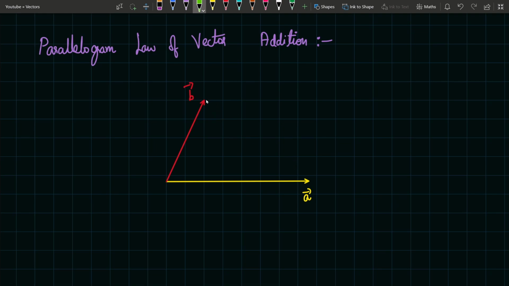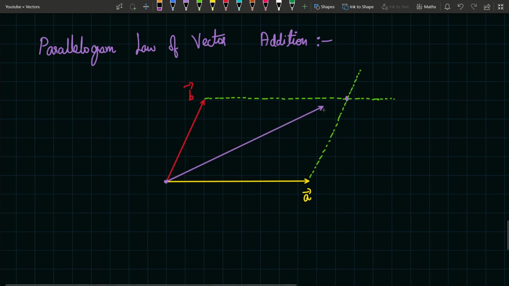From the head of the B vector, I have to draw a line which is parallel to the A vector like this. Now I have to draw a parallel line from the head of the A vector which is parallel to the B vector like this. Now the parallelogram law of addition says that if you join the common tail point to the intersection of these two lines, you'll get the resultant vector. Let's do that. So this gives you the resultant vector and this is nothing but the R vector.